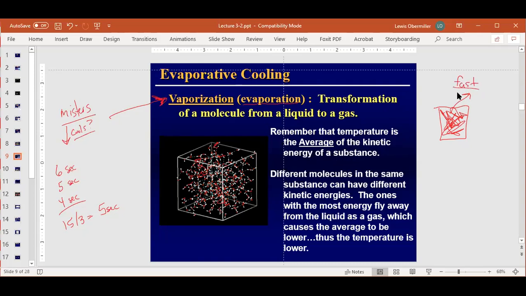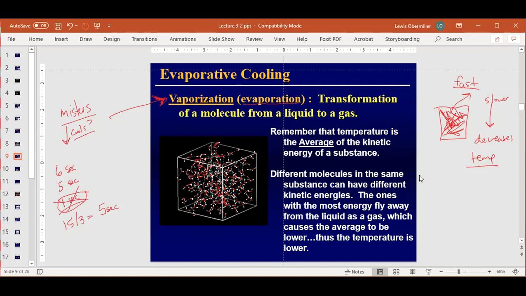Yeah, right. And so what happens to the speed of our track team if the fastest person takes off? It makes the average slower. And so what happens if we make the average speed of the water slower? It cools. It decreases the temperature. So the water is actually cooling down as opposed to the air, because the air is actually heating up because the water molecules are going into the air. Does that make sense?